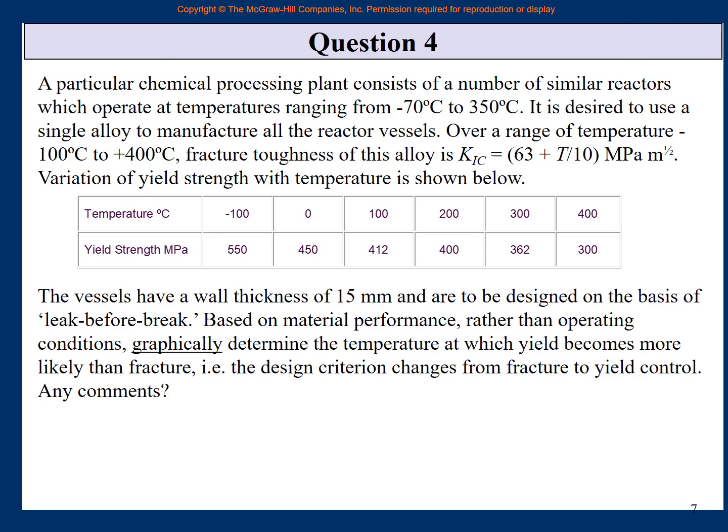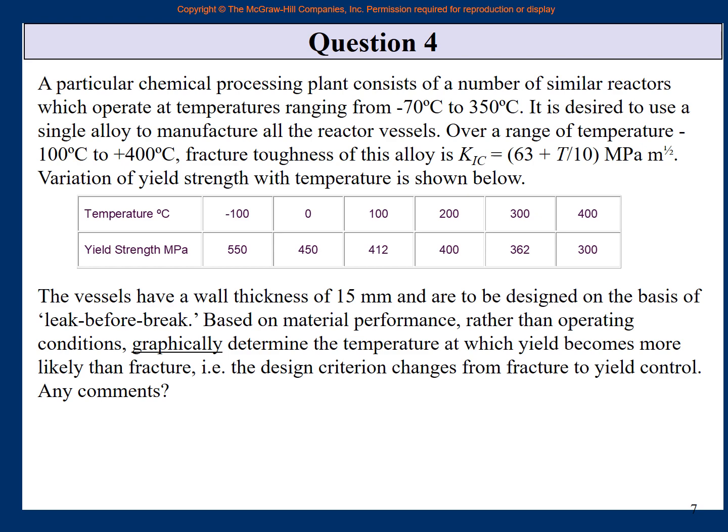A particular chemical processing plant consists of a number of similar reactors which operate at temperatures ranging from -70 to 350 Celsius. It is desired to use a single alloy to manufacture all the reactor vessels over a range of temperature -100 to +400. Fracture toughness of this alloy is K1C equal to 63 plus T by 10 megapascal root meter. Variation of yield strength with temperature is shown below, right?